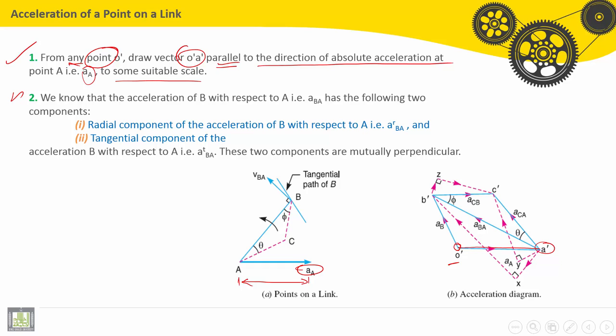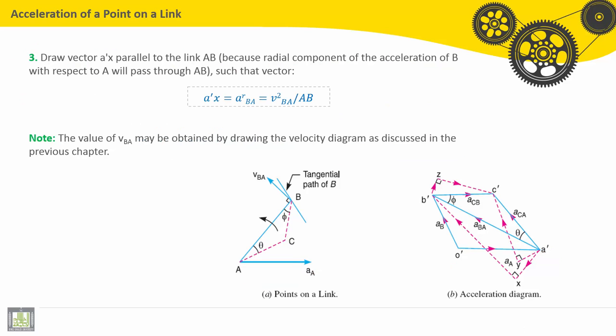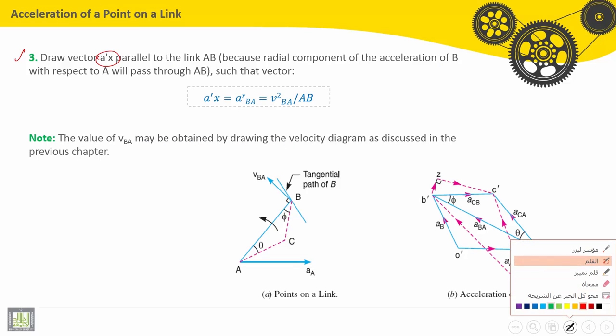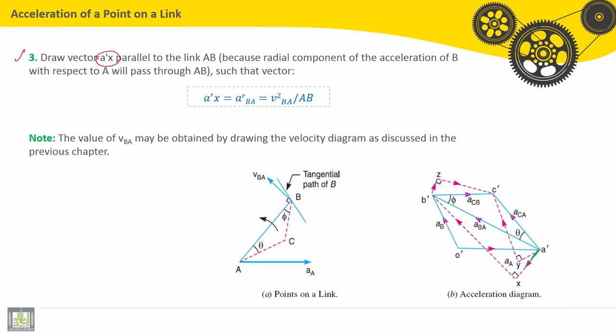Second step, we know that the acceleration of B with respect to A, ABA, has the following two components. Radial component of the acceleration of B with respect to A, ARBA, and tangential component of the acceleration of B with respect to A, ATBA. These two components are mutually perpendicular. What we have to do now, draw the vector A dash X. We'll take another color. A dash X.